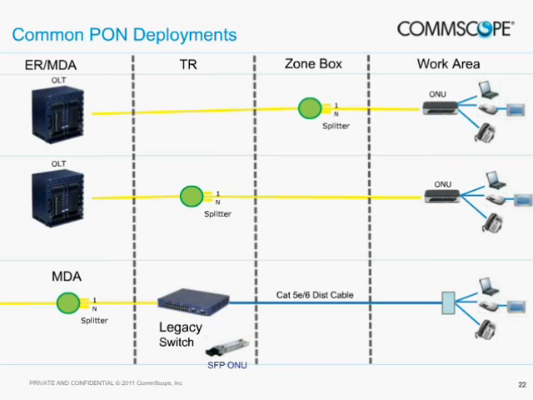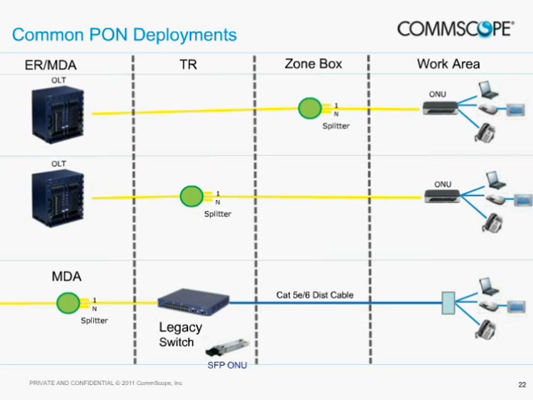The next variation, what you're seeing on your screen, is we're taking a multi-user ONU and placing it in the TR. So now the fiber splitter is in the base of the building, and the fiber goes up to the multi-user ONU and plugs into it. The example shown here is a legacy switch. That's the third example. If we have an existing installation that has distribution layer switches in each of the TRs, we can take this SFP ONU, plug it into the SFP port on that switch, and now it functions as a multi-user ONU. Then we would be reusing the Category 5 or Category 6 distribution cabling that goes to the work area, and we connect as a normal Ethernet network.